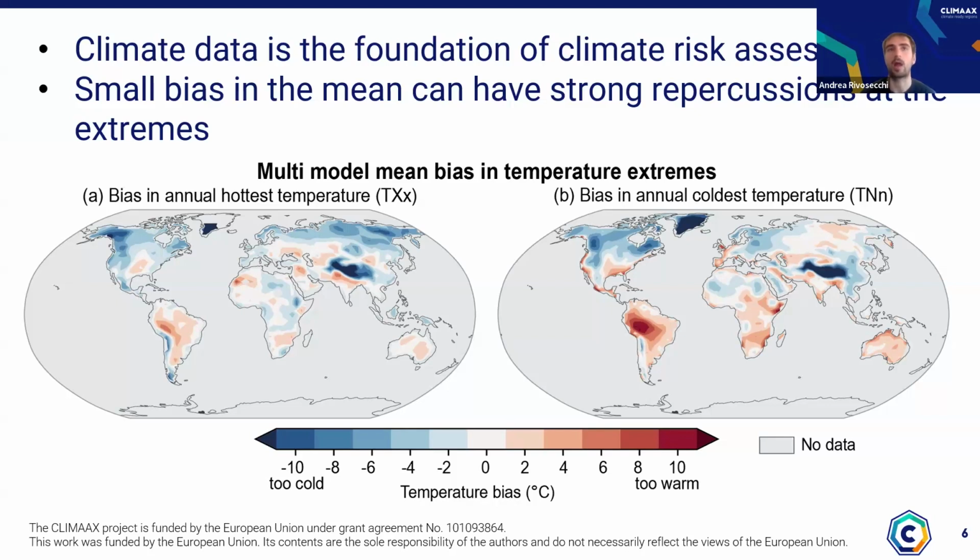And since extremes are often what we use in these workflows in CLIMAAX, since they are the most hazardous and what we're concerned about, it's important to look at the mean error of the model to have a lower chance that the extremes are also misrepresented.